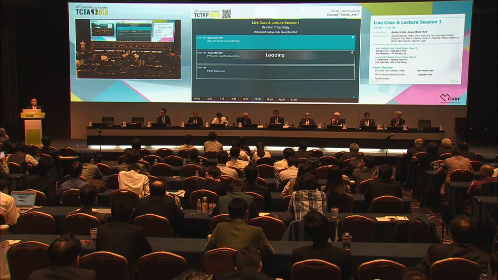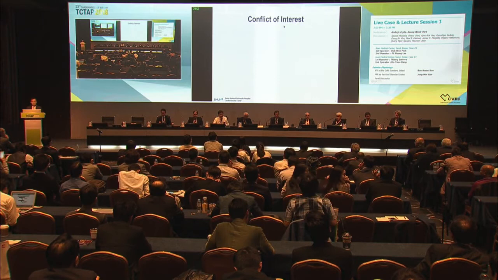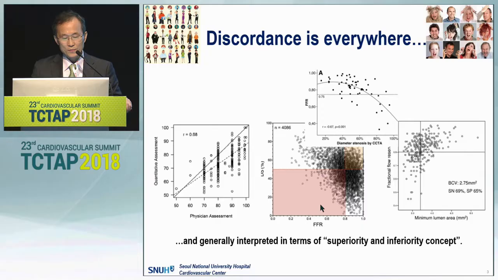So I actually have a significant conflict of interest with this talk because I measure both resting and hyperemic index in all cases. And as of now, most of my physiology-guided decisions are based on FFR in daily practice. So discordance matters, but it's everywhere. In our field, when you see the panels, you will see there's discordance. We all know the panels are excellent, distinguished operators and scientists, but generally discordance is interpreted in terms of a superiority and inferiority concept. That's the problem we have.